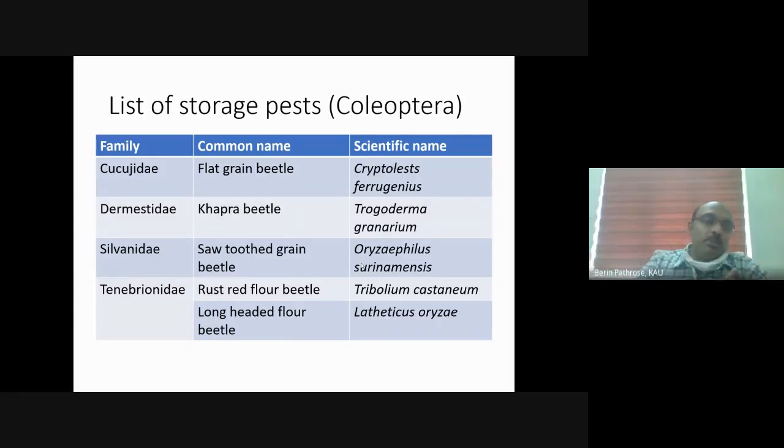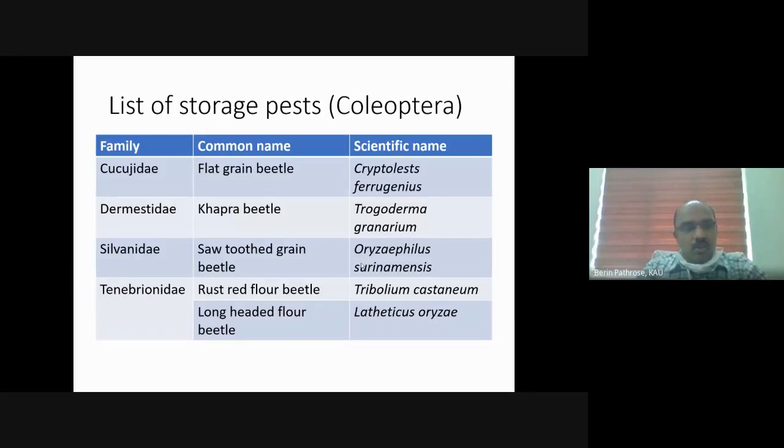Among the coleopterans, one family is Cucujidae. We may not have studied a family called Cucujidae in field pests. But Cucujidae is a family which contains a storage pest called Cryptolestes ferrugineus. Its common name is flat grain beetle. It's a minor pest.